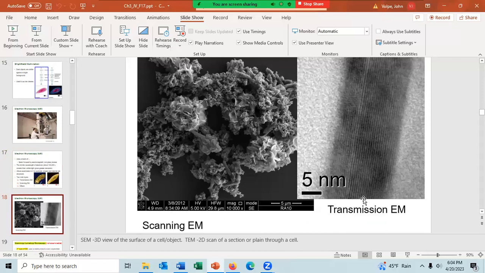And there is transmission electron microscopy. I think what we're looking at here is the membrane of the chloroplast.